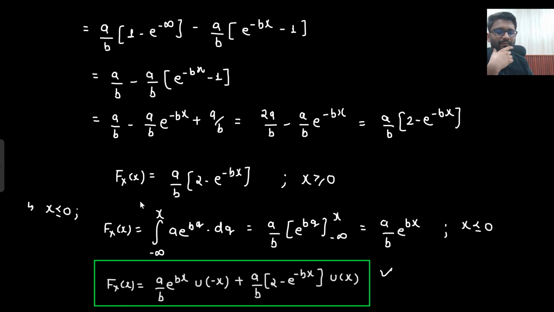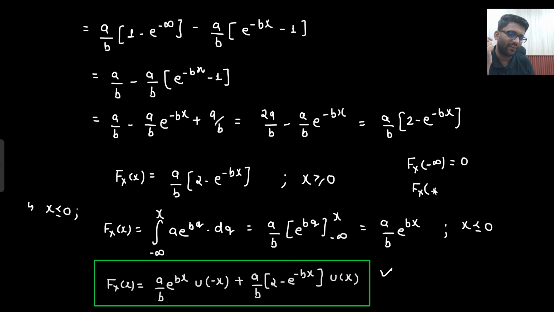And here someone will say, sir, what is the value of Fx of minus infinity? If you put Fx of minus infinity, then this part is already gone, because u of x is 0 at x equals minus infinity. And if you put minus infinity here, you get a by b e to the power minus infinity, which would be 0 only. So Fx of minus infinity comes out to be 0.